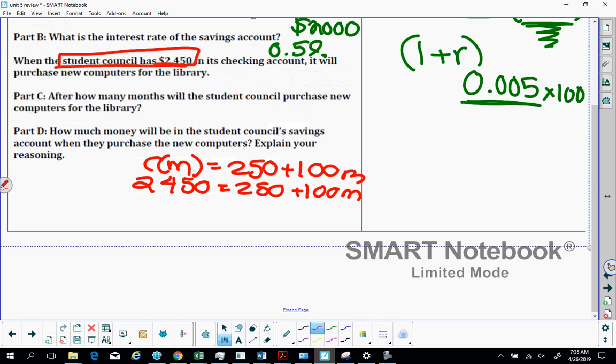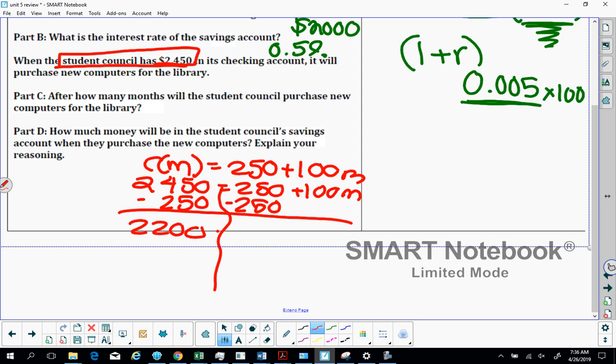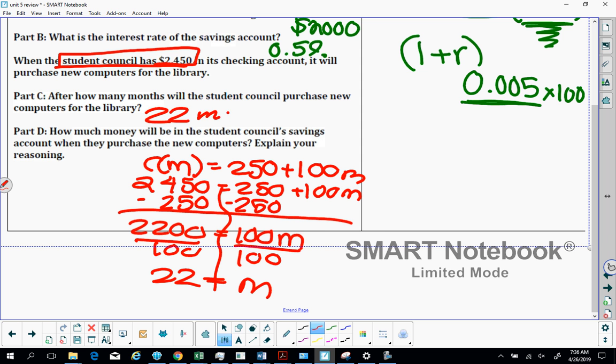Then to solve this, I just draw my river and I solve for M. So how would I get 250 to the other side? Subtract. When you do that, you get 2,200 equals 100M. Then how do you get M by itself? Divide. When you do that, you get M equals 22. So my answer right here would be 22 months.